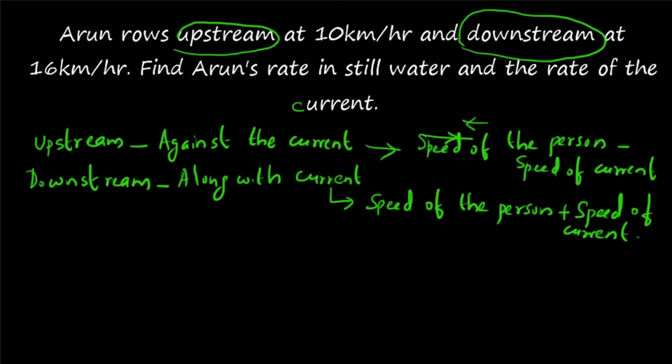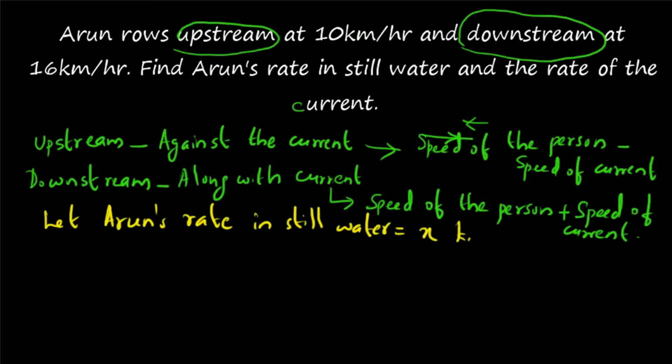Okay, now let's go to the question. Here the upstream speed and the downstream speed are given, and we have to find Arun's rate in still water and the speed of the current. Let Arun's speed be x. Let Arun's rate in still water, his speed if there was no current, be x kilometers per hour.